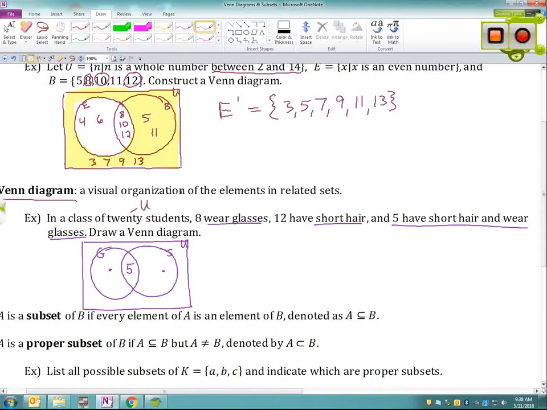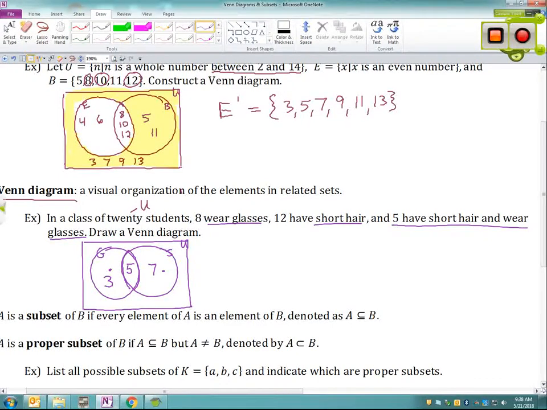And then I can use that to fill out the rest of this. I know that 8 wear glasses. If 5 of them are inside this overlap piece, then that means there are 3 more on the outside. And then if 12 total have short hair and 5 are in the overlap, then that means I have 7 more on the outside, okay?